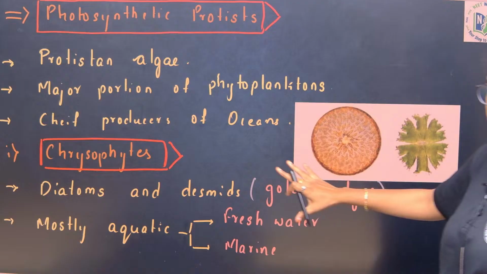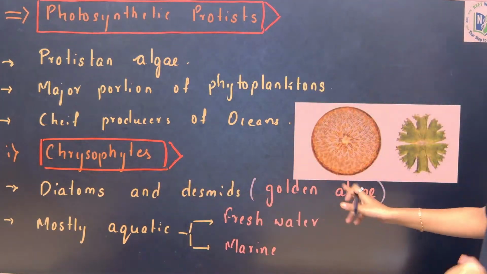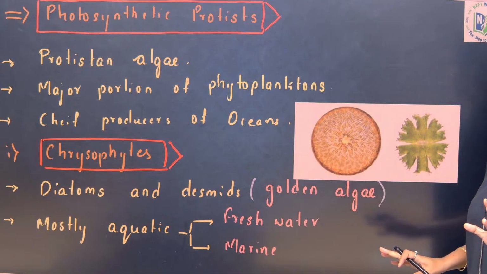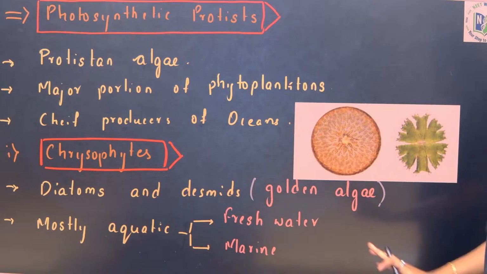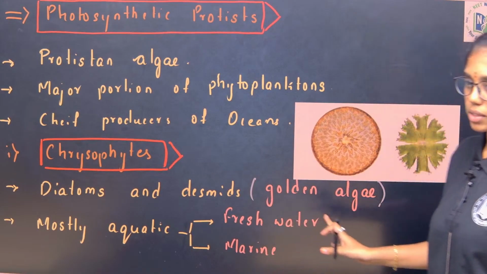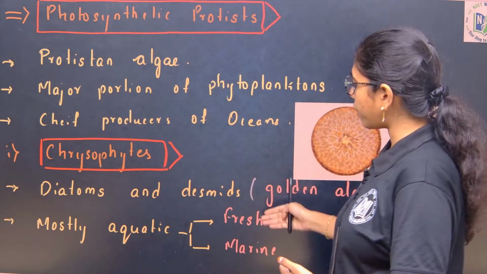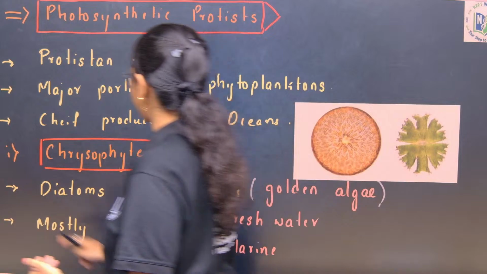First is chrysophytes. Chrysophytes include diatoms and desmids, which are also called golden algae. Mostly they are aquatic, freshwater or marine organisms. They are found in both freshwater and marine water habitats.